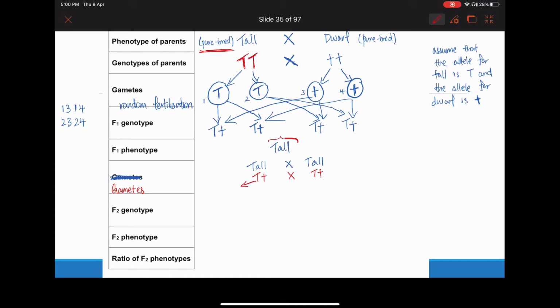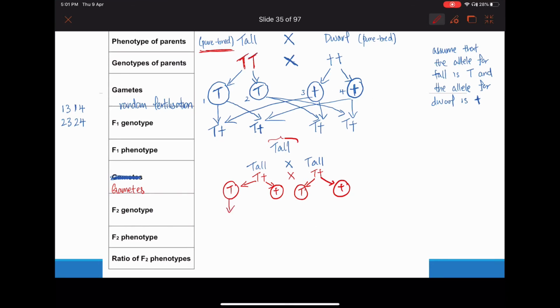When the gametes are formed, we are looking at the formation of a big T or a small t from this combination. We are looking at a combination of a big T or a small t from this combination. What does this mean? If you recall about random fertilization, if I let the F1 generation fertilize itself, I cannot decide which gamete will fuse with which one. I can decide that it's going to be 1, 3, 1, 4, 2, 3, 2, 4.